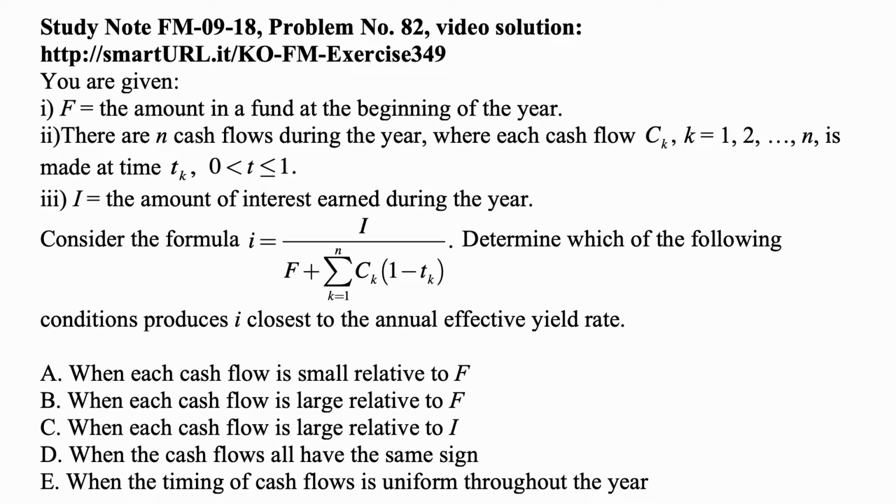So answer A is when each cash flow is smaller relative to F. Answer B, when each cash flow is larger relative to F. C, when each cash flow is larger relative to I. D, when the cash flows all have the same sign. And E, when the timing of cash flows is uniform throughout the year.